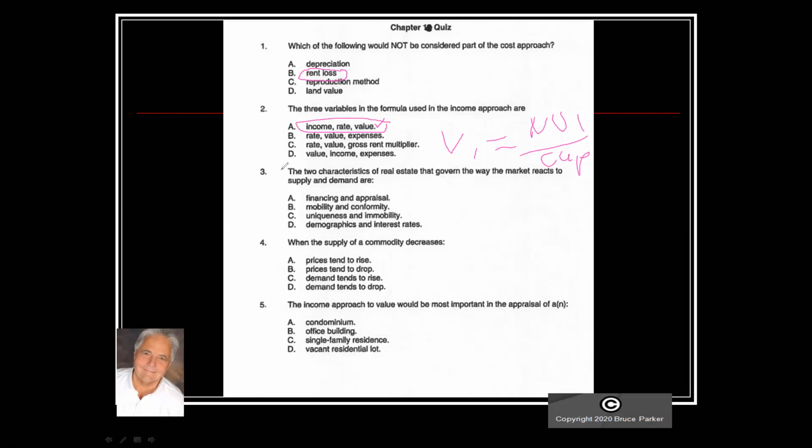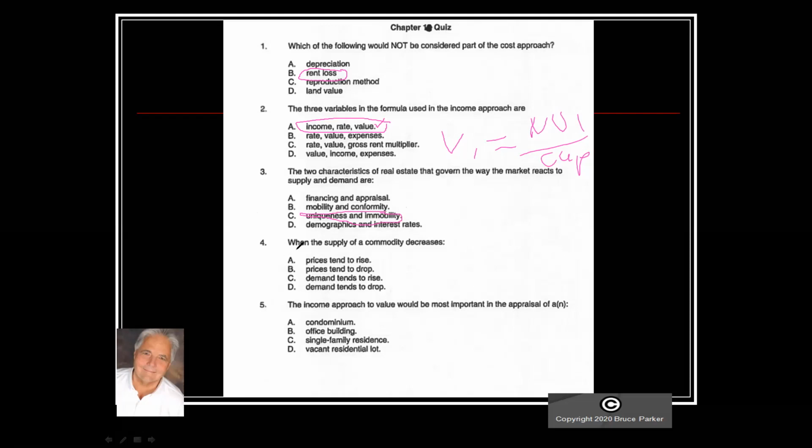Number 3, the 2 characteristics of real estate that govern the way the market responds to supply and demand. And this is a tough question. The answer they give in the book is uniqueness and immobility, because you can't move them. And whatever the supply is what it is. Real estate is not what they call fungible. Money is fungible. Money can move anywhere. Real estate is not fungible. This is a kind of a technical question.